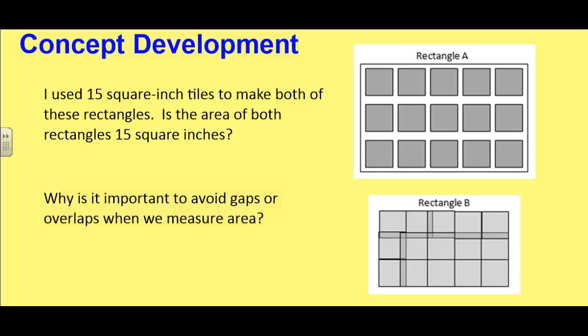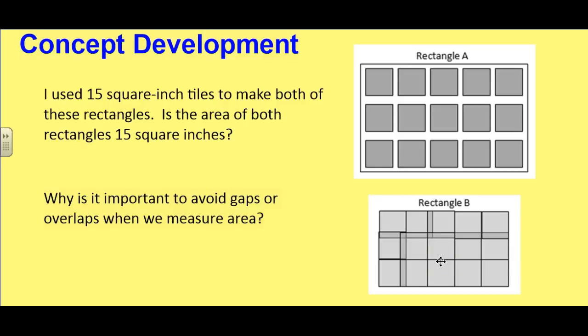You don't have to draw or do anything. But we've got rectangle A and rectangle B. Over here to the side, it says I use 15 square inch tiles to make both of these rectangles. And you can see that both of them have 3 rows of 5, so that's 15 tiles that they've used. Is the area of both rectangles 15 square inches?